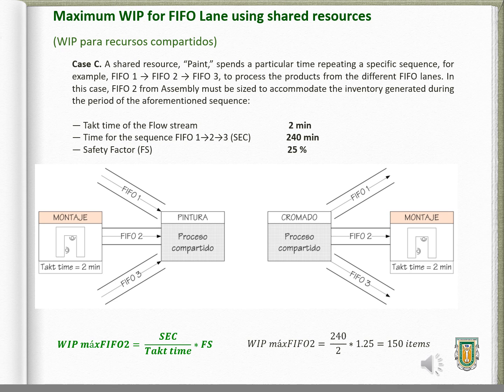Talk time of the flow stream is equal to 2 minutes. Time for the sequence FIFO 1, 2, 3 is 240 minutes. Safety factor is 25%. We substitute the values in the equation, thus, the time for the sequence is divided by the talk time, then multiplied by the safety factor. For this example, the maximum WIP is equal to 150 items.